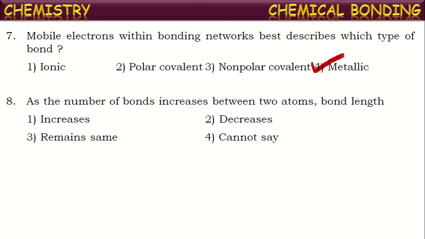Next, as the number of bonds increases between two atoms, the bond length. So between two atoms, if the number of bonds increases, then the bond length decreases, because as the number of bonds or the number of electron pairs shared between two atoms increases, both nuclei are held strongly to one another, meaning they come close. As a result, the bond length decreases.